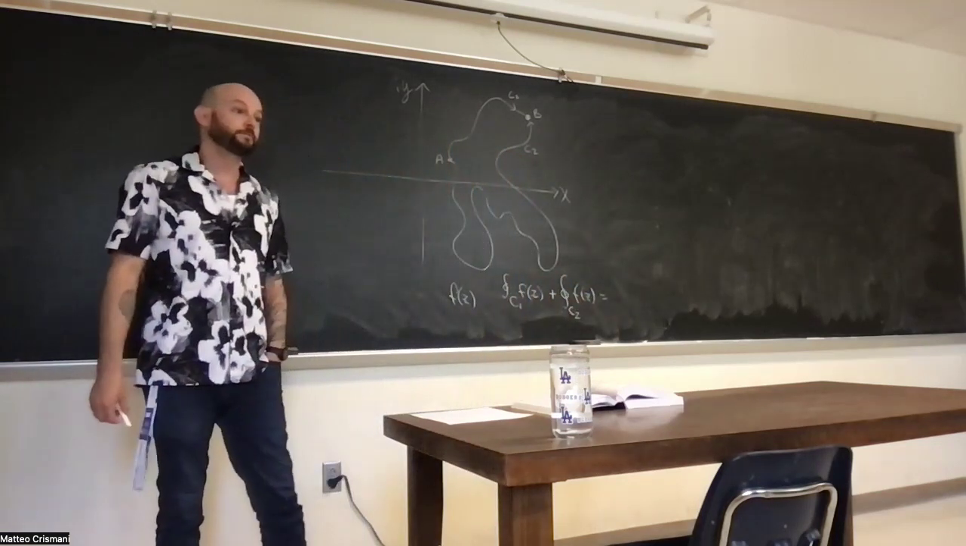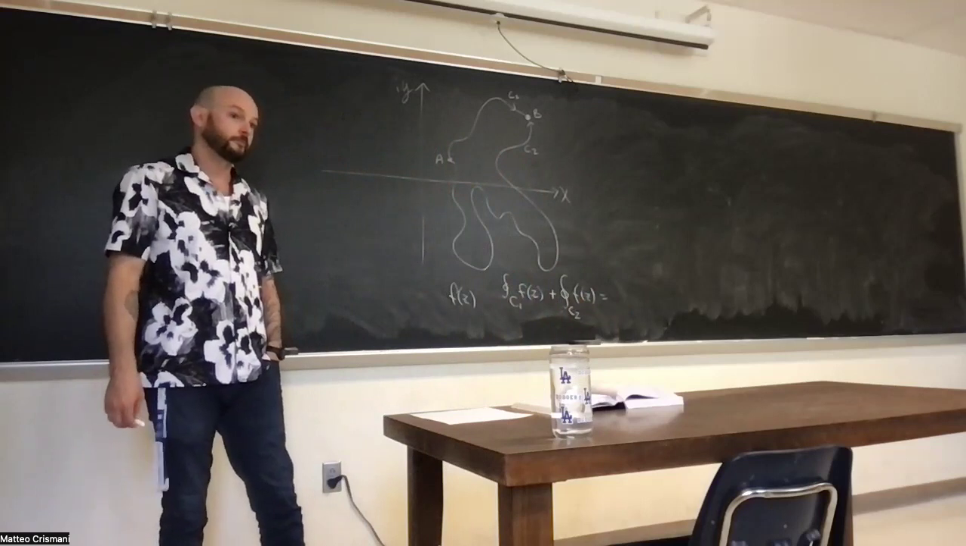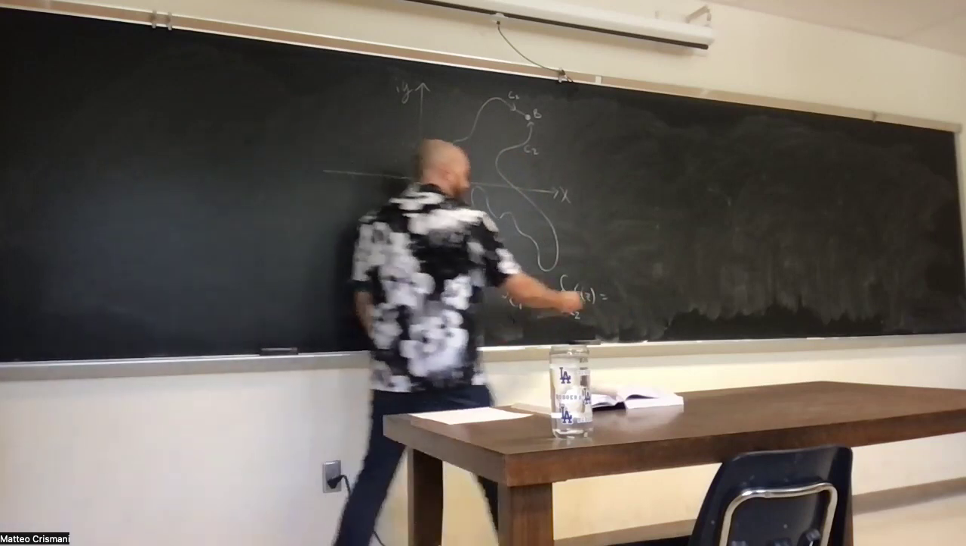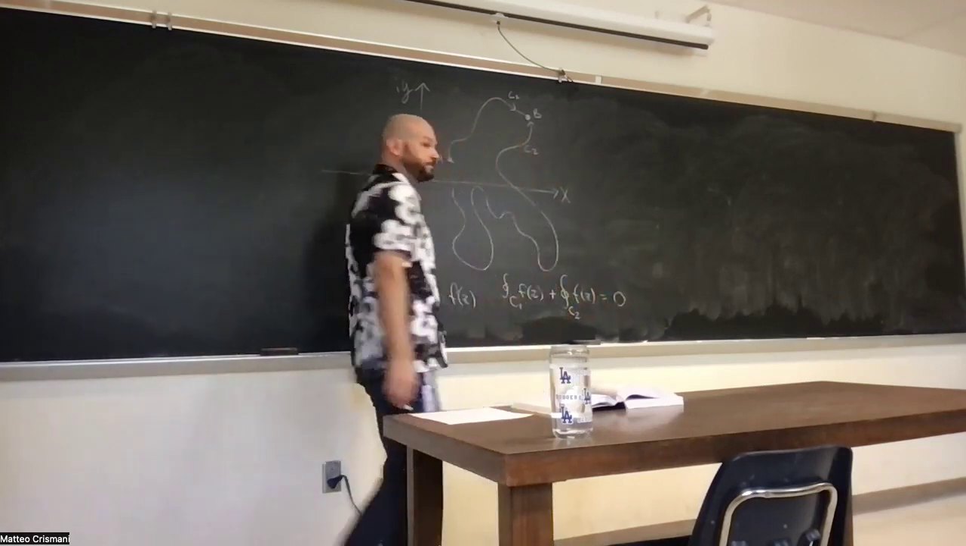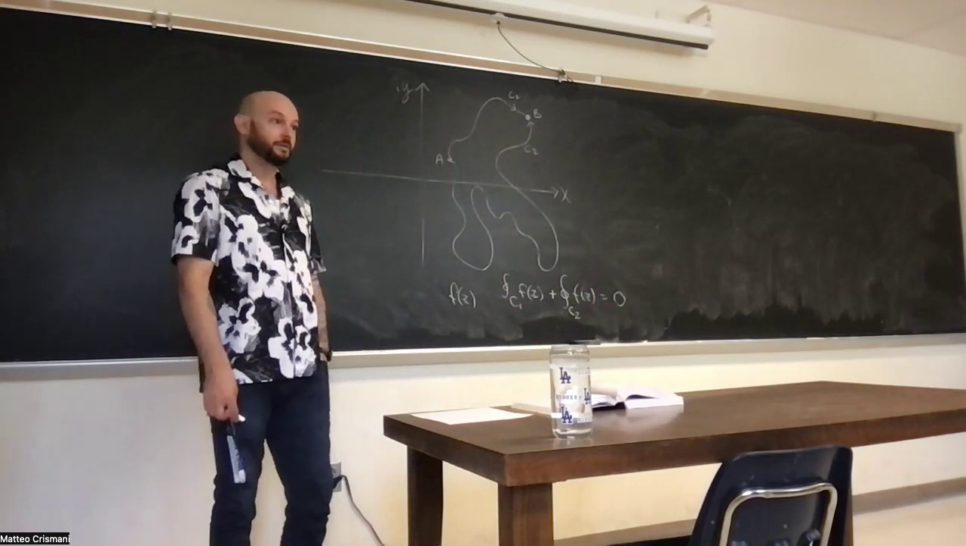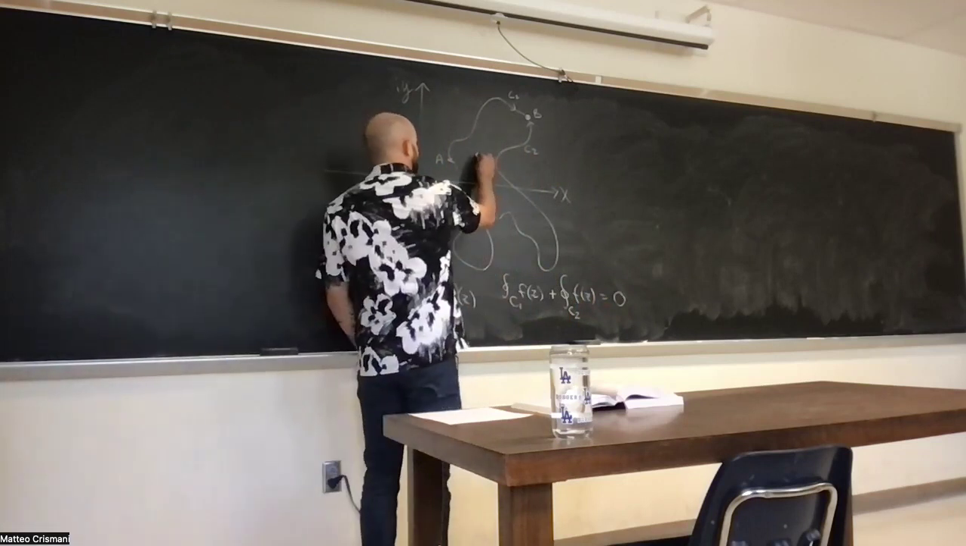It's all analytic everywhere. Should be 0. Okay, so what does that mean about each one of them individually? They equal each other, but negative. Good. Okay, now what happens if I do this?